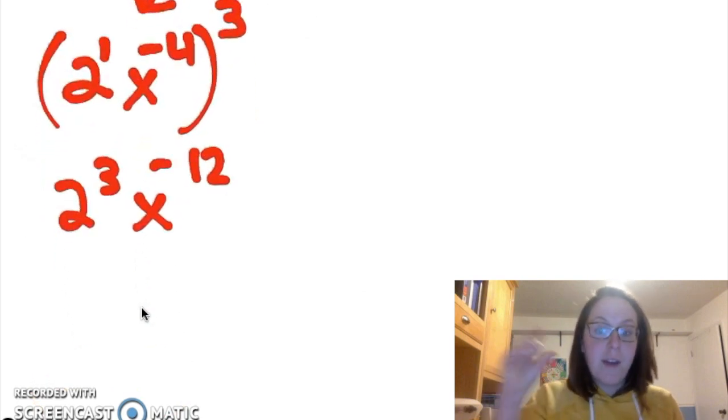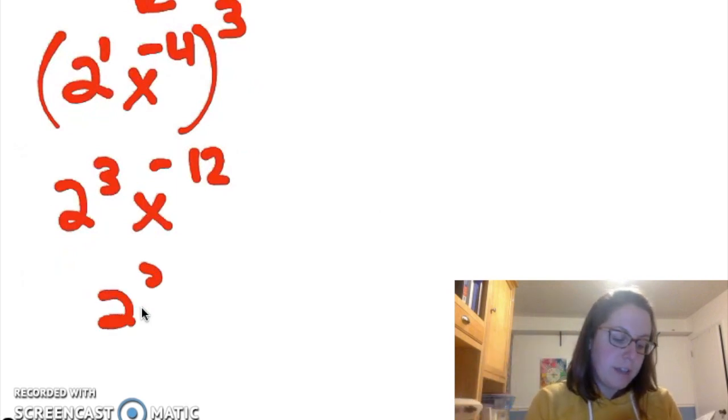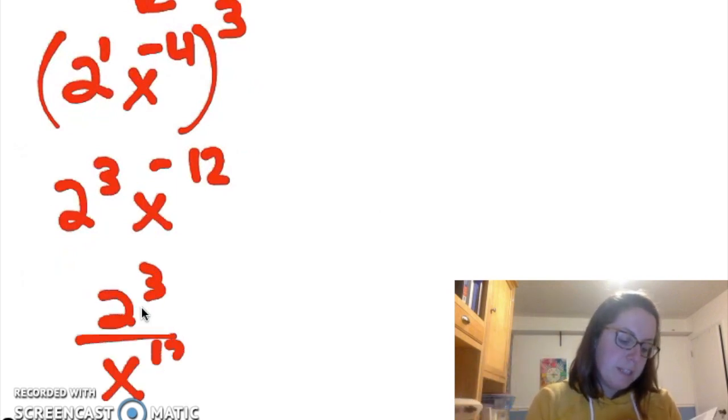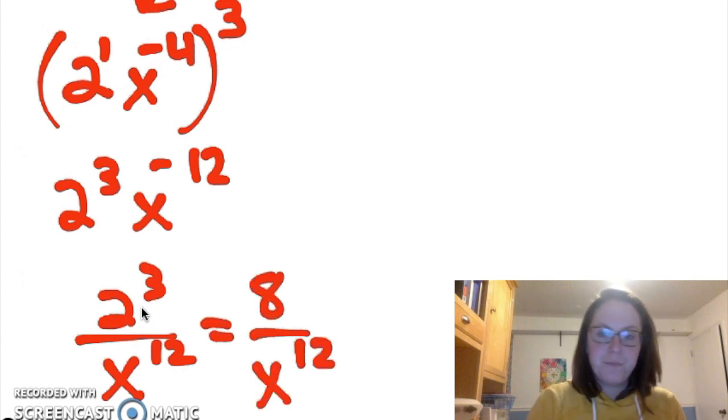And remember, when you have a negative exponent, it will flip either to the numerator or to the denominator. So this one will flip to the denominator. So that is 8x to the 12th.